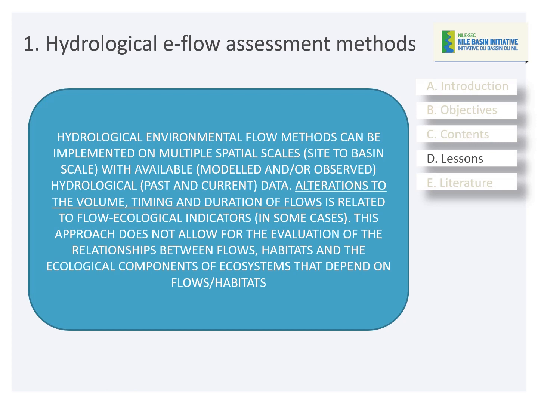In summary, these hydrological environmental flow methods can be implemented on multiple spatial scales with available modeled and or observed hydrological past and present data. The information they provide is alterations to the volume, timing, and duration of flows, and that can be related to flow ecological indicators, where you can look at the consequences, for example, of a significant reduction in flows, but those are not generally linked explicitly using data.